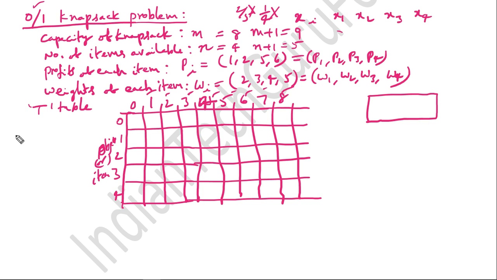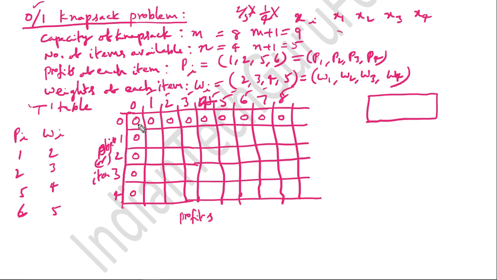Now, what are the Pi and Wi values? Pi values are 1, 2, 5, 6, and Wi values are 2, 3, 4, and 5. Now we need to fill the values for this table. The values for this table are profits. So based on what criteria do we fill the profit values? For object 0, actually there is no object 0. That's why all the profits for object 0 will be zeros. Similarly, whenever the weight is 0, we cannot insert any item. That's why for all items the values are zeros. So the first row as well as the first column are all zeros.